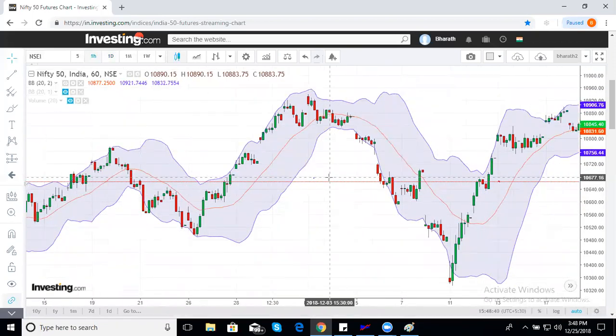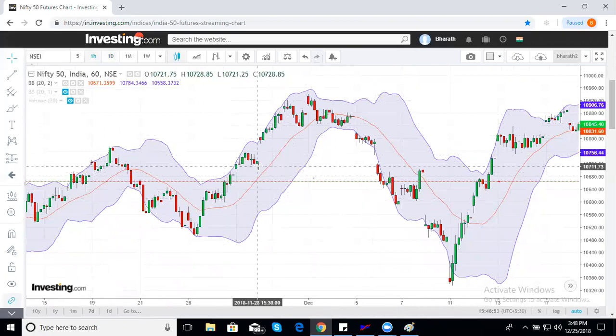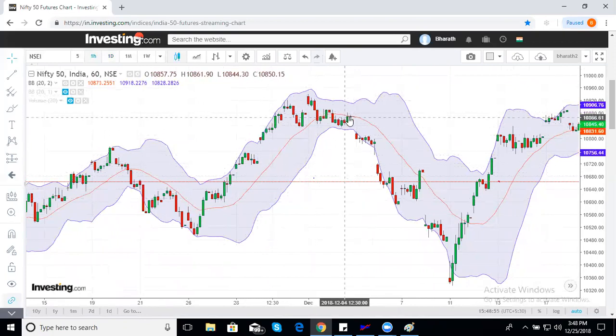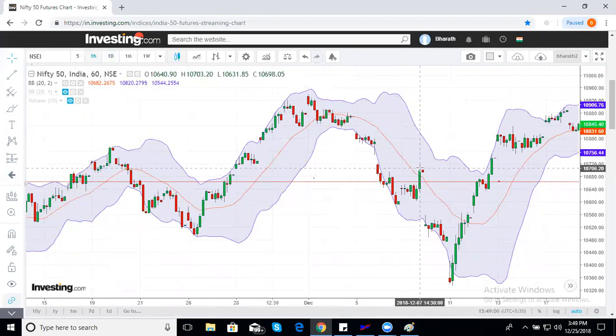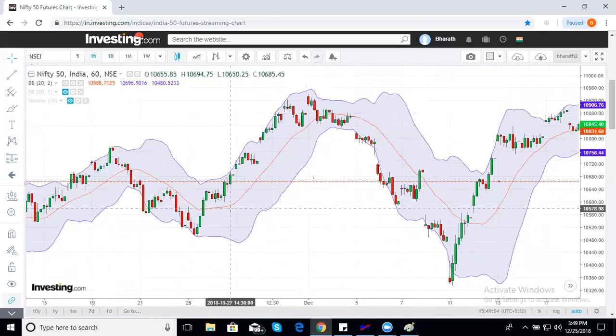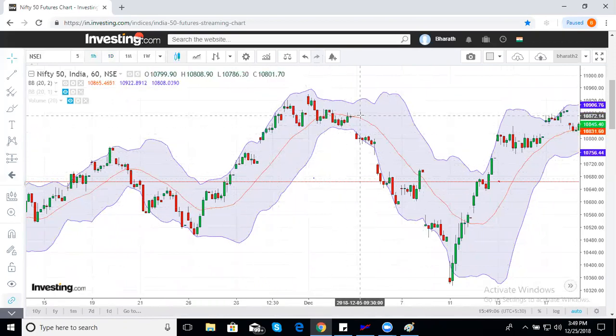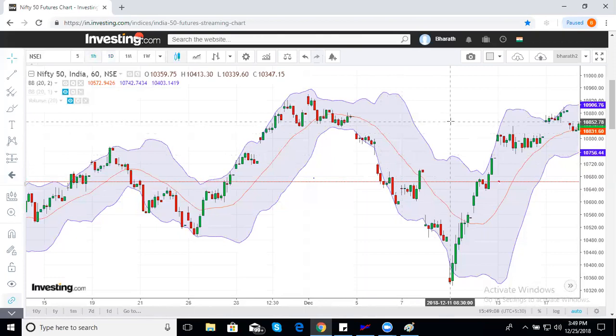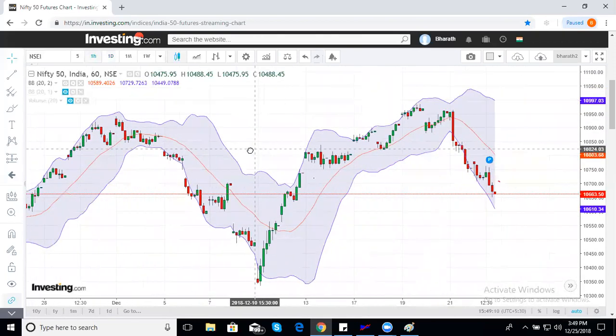See here. Market closes outside, comes back to the middle band. As usual, the middle band will act as support, goes out, this time unable to cross the middle band, comes down. The same middle band, which was acting as support here, has now turned and started acting as resistance here. Comes back, acts as resistance, comes back. See, the same band which acts as support in the bull market will start acting as resistance in a bear market.